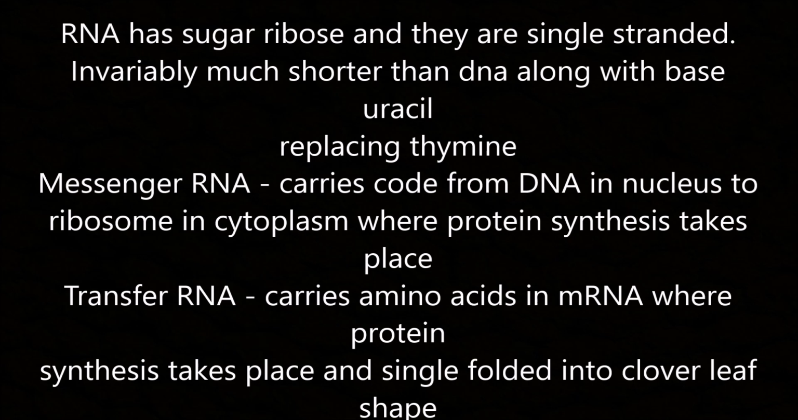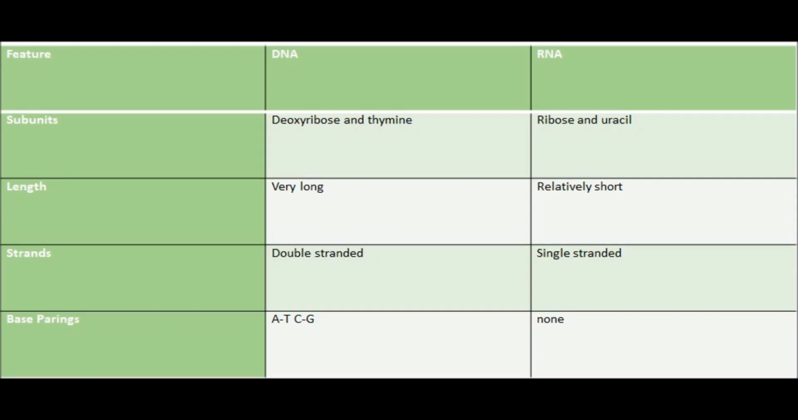Messenger RNA carries a code from DNA in the nucleus to the ribosome in the cytoplasm where protein synthesis takes place. Transfer RNA carries amino acids to mRNA where protein synthesis takes place, and it's single-stranded, folded into a cloverleaf shape. Ribosomal RNA is made in the nucleolus and forms over half the mass of each ribosome. Here's a table comparing DNA and RNA.